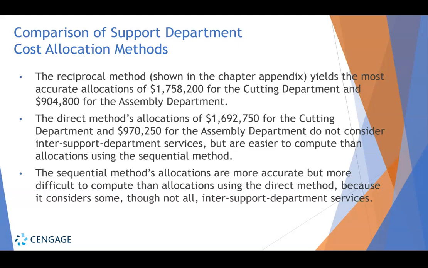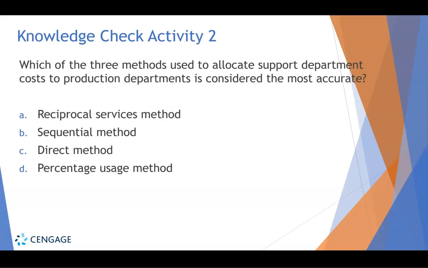The reciprocal method yields the most accurate allocations of $1,758,200 for the cutting department and $904,800 for the assembly department. The direct method is a little lower for the cutting department, but higher for the assembly department, since they don't consider the inner support department services. The sequential method's allocations are more accurate, but they're more difficult to compute.